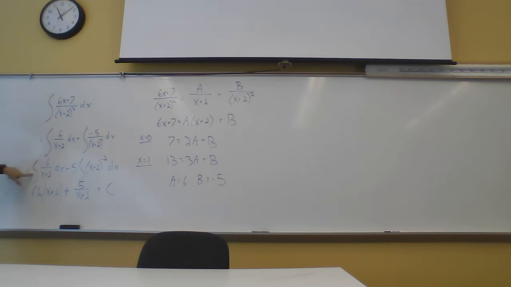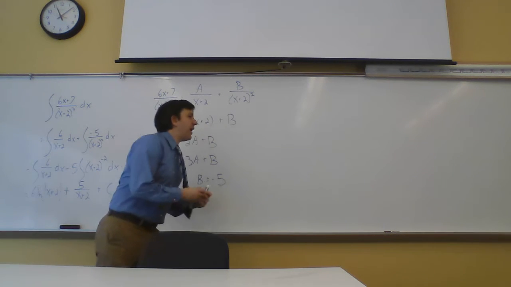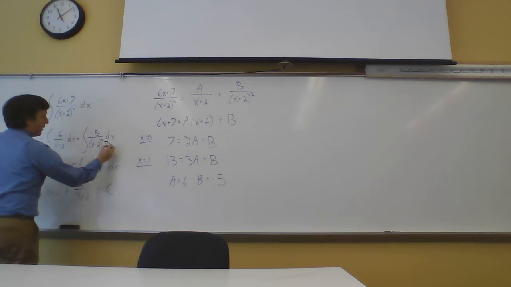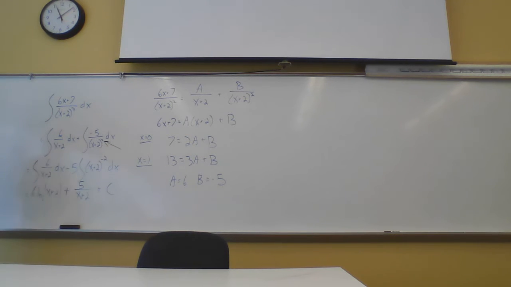The first part I left alone. Still have the integral of 6 over x plus 2 dx. I brought the minus 5 out front. But then here's the kicker. This is not a natural log because we have a square. And so we can actually integrate that, and we don't need a natural log at all. So I rewrote it as x plus 2 to the negative second.